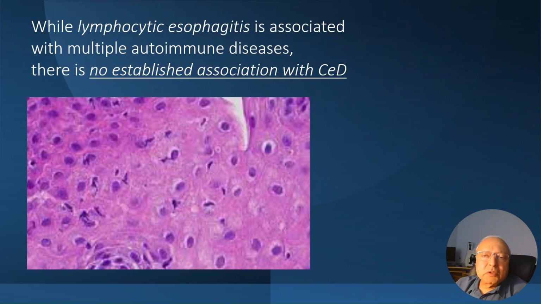Sometimes you see increase in lymphocytes in the esophageal squamous epithelium, and this is described as lymphocytic esophagitis. And you see this in autoimmune diseases sometimes, but interestingly, there is no established association of lymphocytic esophagitis with celiac disease. So it seems like in celiac disease, lymphocytic inflammation is kind of limited to glandular mucosa, not squamous epithelium.